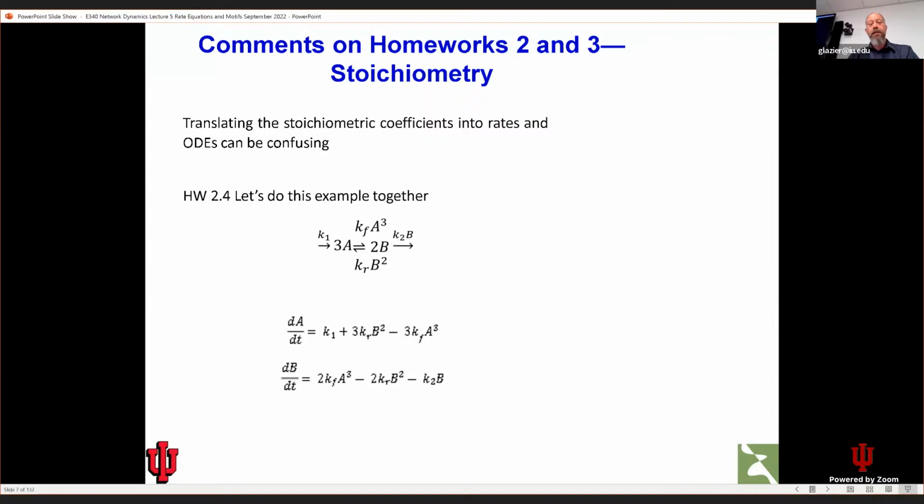And if we put it all together, then our net rate for A is K1 plus 3KrB squared minus 3KfA cubed. dB by dt is 2KfA cubed minus 2KrB squared minus K2B. Notice that I have the prefactor 3 in front of both the B term and the A term. I have the prefactor 2 in front of both the A term and the B term. So the stoichiometric number in the front follows the species that I'm acting on. The exponent follows the source species.